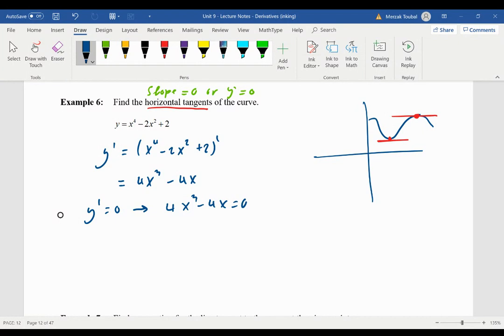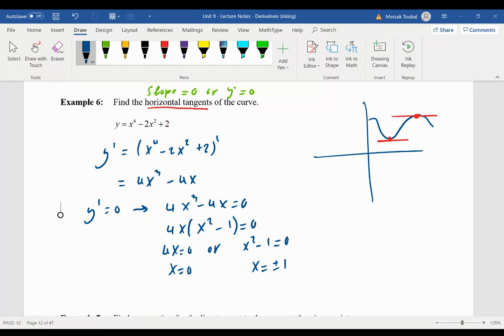Now you can solve this by factoring the 4x. So you get x squared minus 1. Now you have the product equals 0. That means 4x equals 0, or x squared minus 1 equals 0. 4x equals 0 is true when x equals 0. x squared minus 1 equals 0 is true when x equals plus or minus 1.